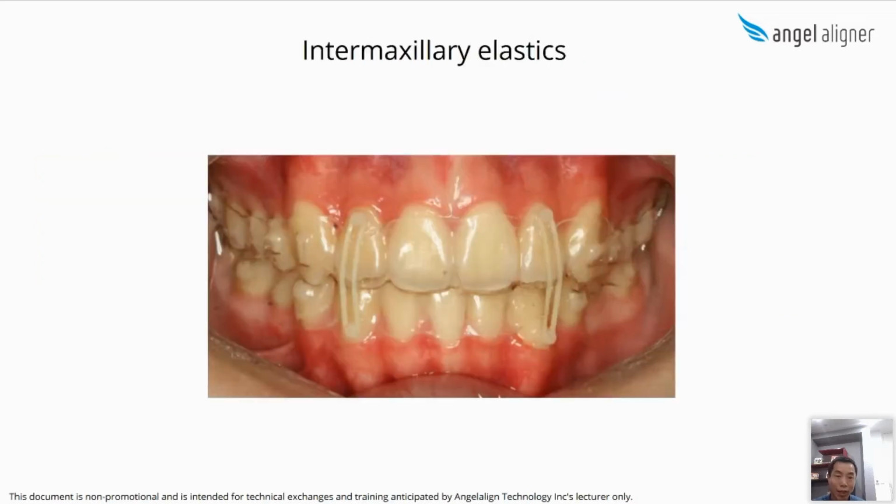And also like this, the upper lateral incisor, we need to extrude these two teeth so we can have an elastic like this.